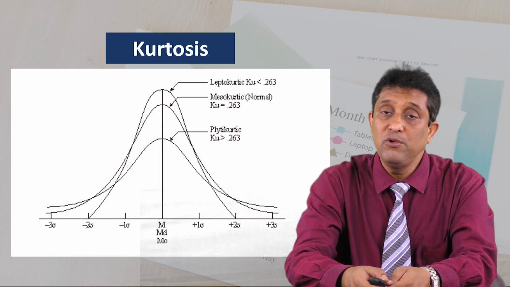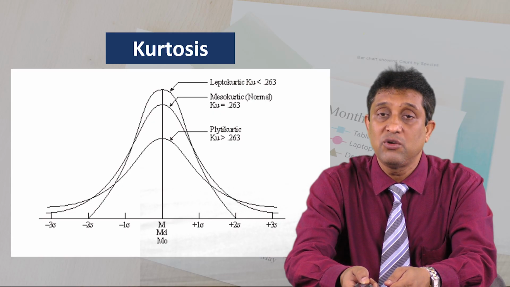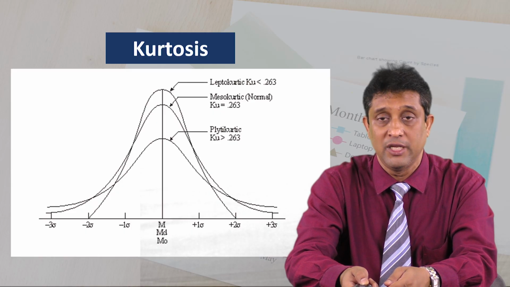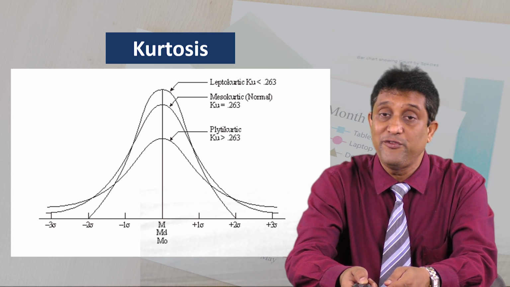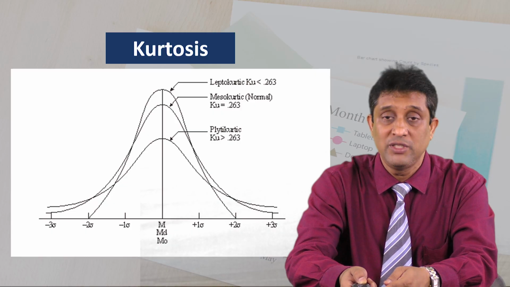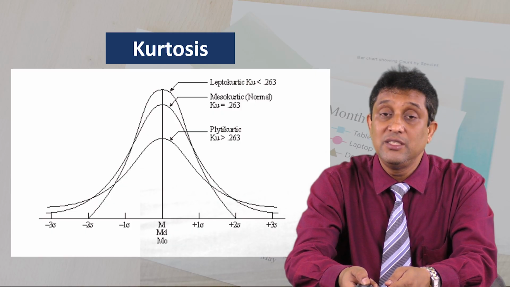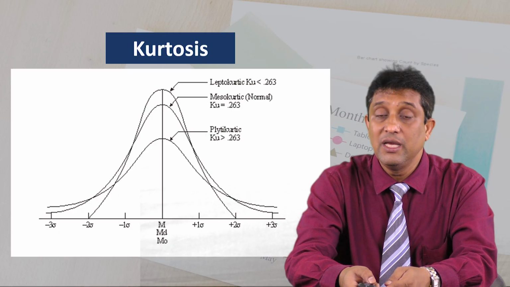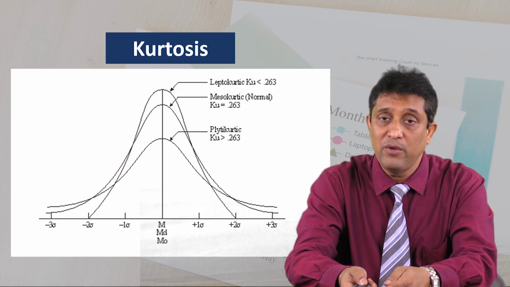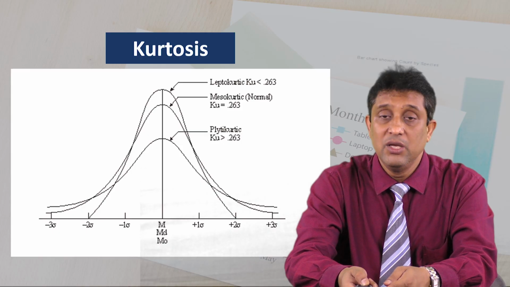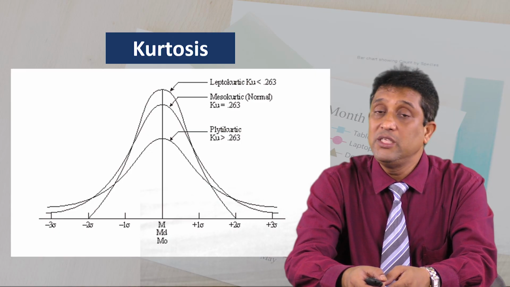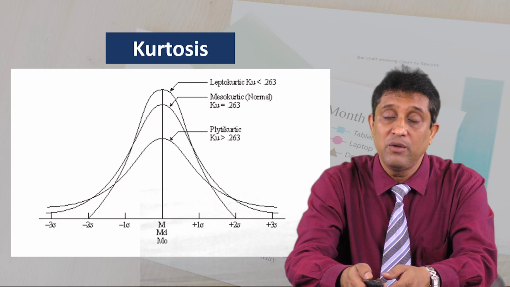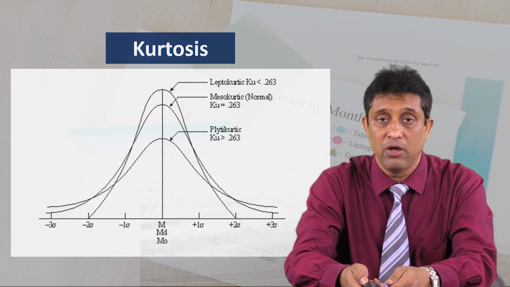But you will also find two other types of curve, one called leptokurtic and the other called platykurtic. A leptokurtic curve is more highly peaked than normal, and the value of kurtosis is less than 0.263. A platykurtic curve is more flattened than normal, and its value is greater than 0.263. Both these curves are not normal, but a mesokurtic curve is a normal curve. That's why the normal probability curve is also called a mesokurtic curve.